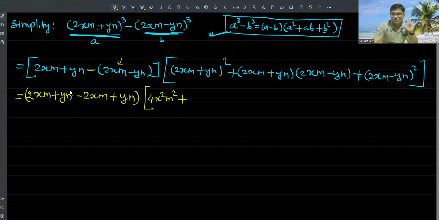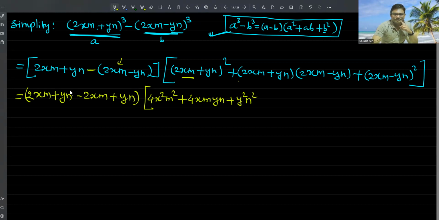we have to make twice of this product. So 2 times 2 is 4xm yn, plus the square of the second term, which means y²n². All right, so these three terms are the expansion of the first bracket.